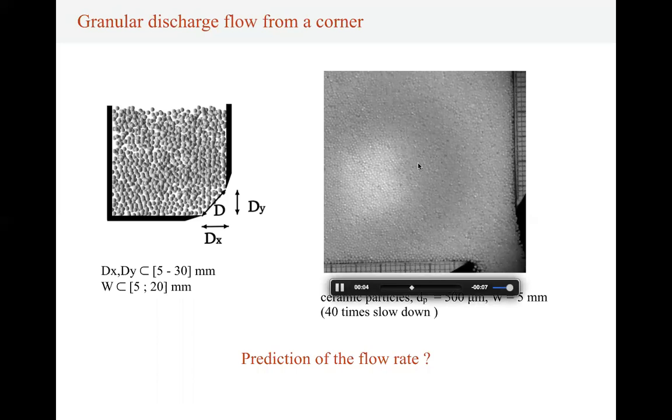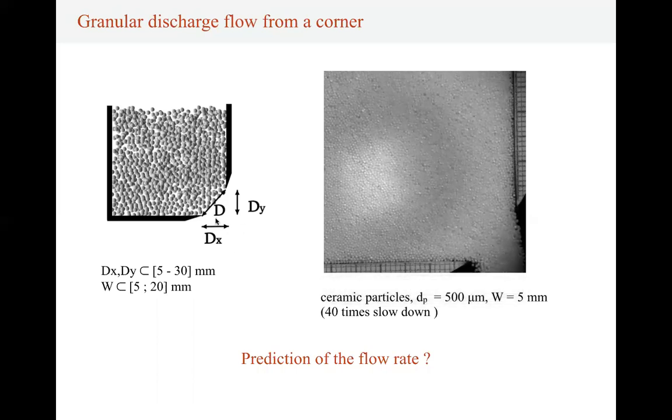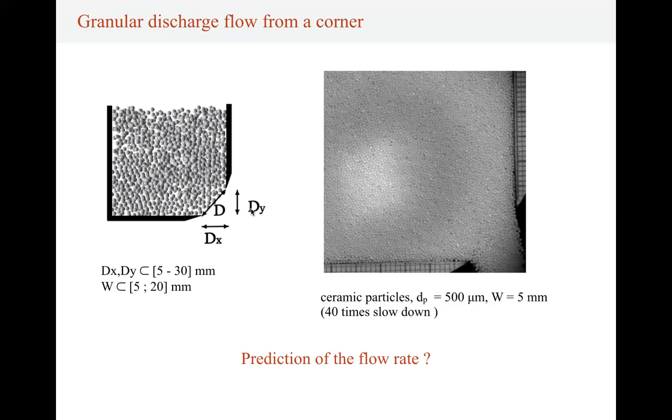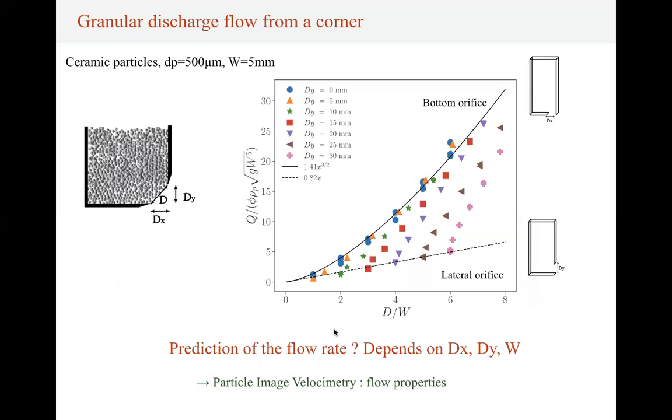What we vary in this experiment is the horizontal extent of the outlet, dx, and the vertical extent of the outlet, dy. That changes d, and we can also change the thickness of the silo. And the question we ask is, can we predict the flow rate in this configuration, which goes from bottom to lateral? Here I show you all the data.